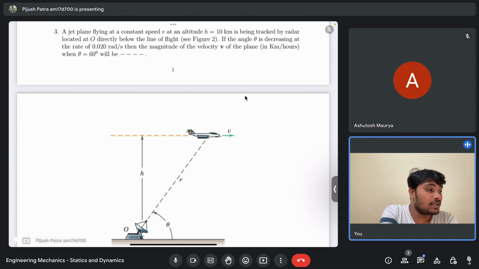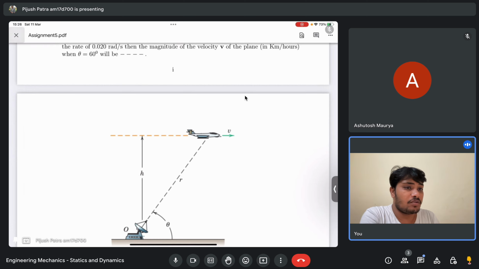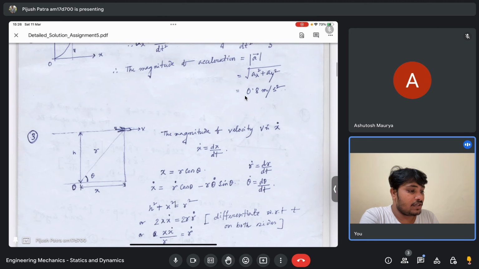That means, in the mathematical sense, theta dot equals d theta dt equals minus 0.020 radian per second, and h is given, and theta is given. So let me go to the solution, it will be easy to explain. Now look at the schematic in this figure for question 3. This is my theta and this is my r, this is x and this is y, or h. That y is fixed in this case because the plane is moving horizontally. There is no vertical motion here. I need to calculate the velocity v, which is completely along the x direction.